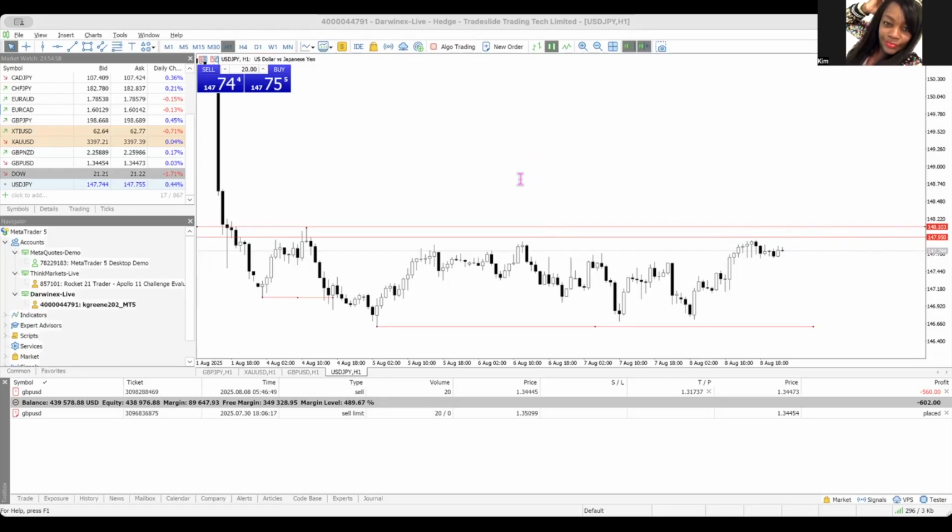at 147,950. My stop loss and my volume, this is my lot size. 20 lot size is $200 per pip. Okay. So I'm going to set my stop loss right here at 148. And usually I just round it up a little bit. So I'm just going to say 148,150.